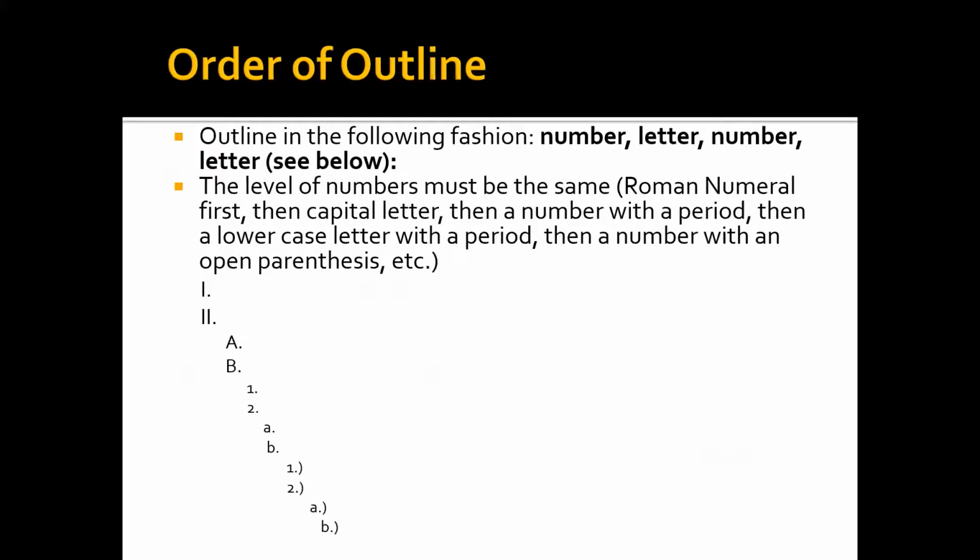The order of your outline. I am grading on how you set your outline up as well, because that matters. Our outline is in the following fashion: number, letter, number, letter, number, letter. The first level of numbers is the Roman numeral. Then you have capital letters. Then you have a number with a period. Then you have a lowercase letter with a period. Then a number with an open parentheses, and a lowercase letter with an open parentheses, and so on and so forth. So please take note of how you are leveling your information.